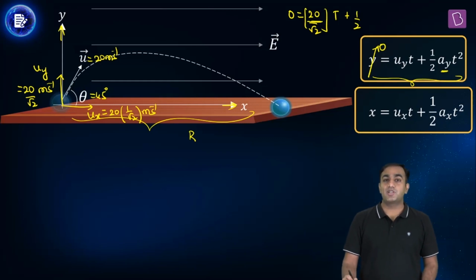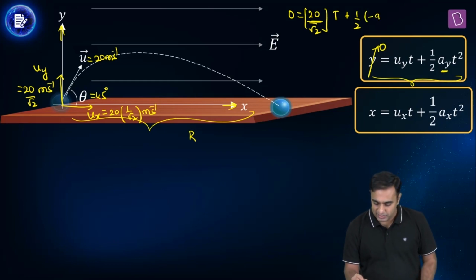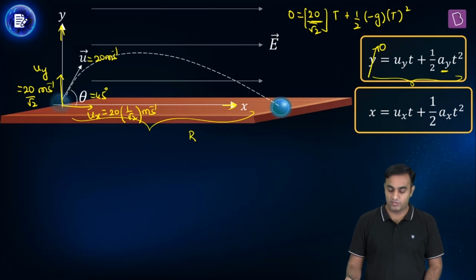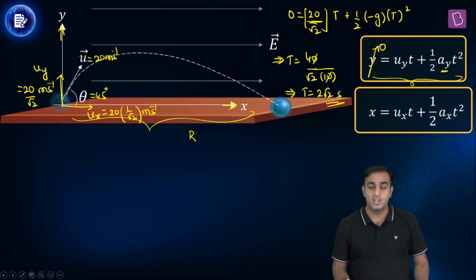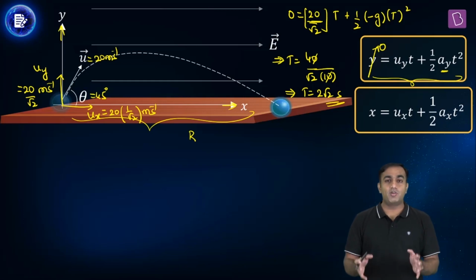plus half a_y. a_y is the acceleration due to gravity, which is in the downward direction. So, with our sign convention, let's take that to be minus g and then time of flight T square. Simplify this and you get T to be 40 divided by 2 divided by 10. This will give us 2 root 2 second. So now we have the total time of flight. It is 2 root 2 second.